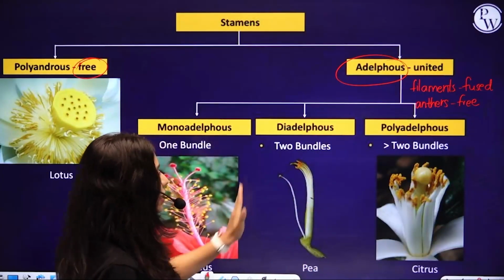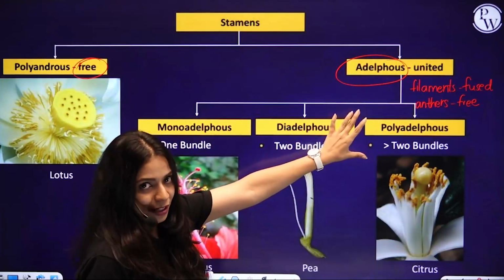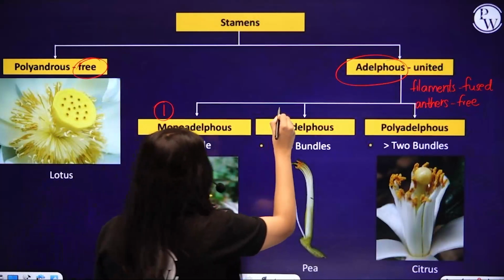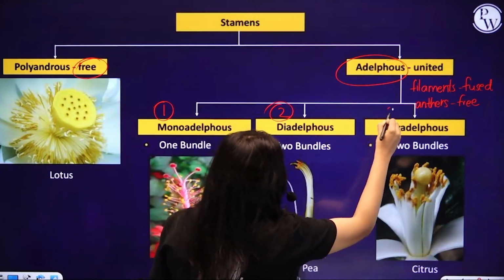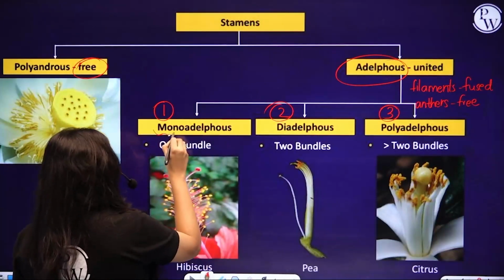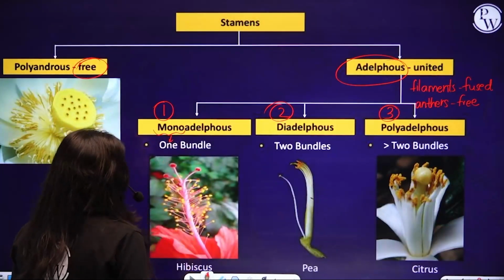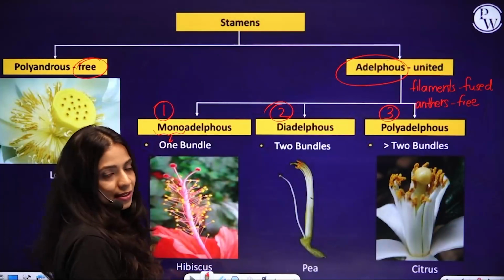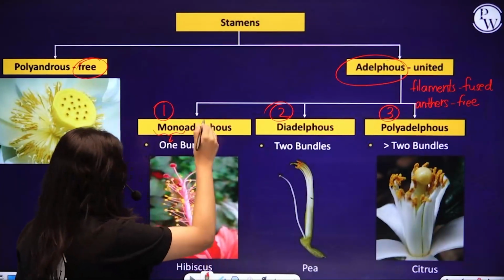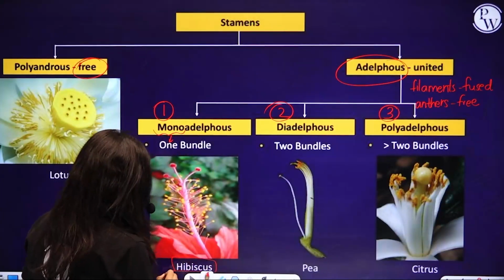There are three different types of androecium fusion, or adelphy, that we can observe. One is monoadelphous, two is diadelphous, third one is polyadelphous. As the name itself indicates, mono means one. If all of the filaments in the flower have fused to form one bundle, we call it monoadelphous. Example you can see in hibiscus.